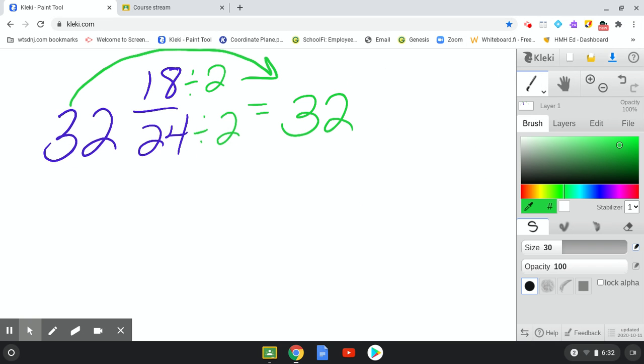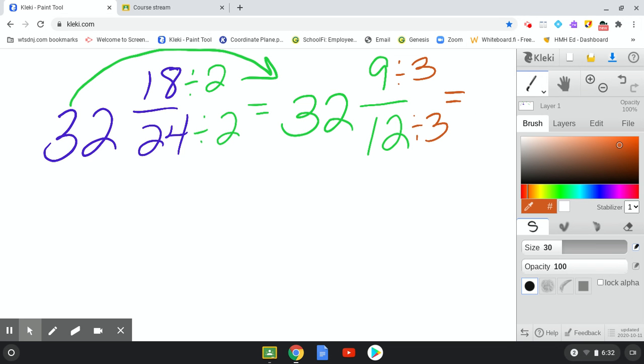So now 18 divided by 2 gives me 9, and 24 divided by 2 gives me 12. So now I still need to simplify 9/12 down because that is not in simplest form. They're not divisible by 2 anymore, but they are divisible by 3. Both 9 and 12 are divisible by 3.